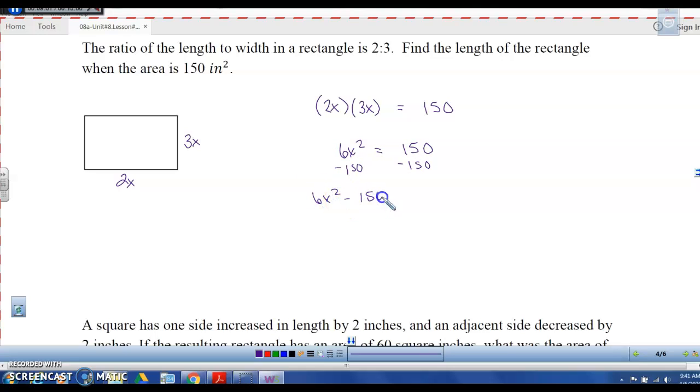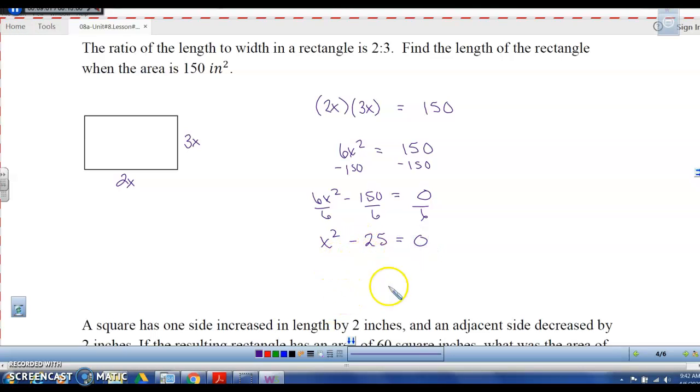6x squared minus 150 is equal to 0. Okay, can I make these numbers smaller? Yes, 6 does actually go into 150, so if I divide everything here by 6, 150 divided by 6 is 25. Take my word for it, it is. I can show you if you really want to.